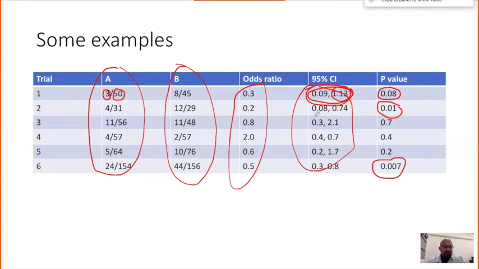Whereas when you look at the second confidence interval here in this second trial, it is staying on one side of 1. It's all less than 1. So that means the range is between 0.08 to 0.74. So in the worst case scenario also, treatment A was protective in this particular trial. And this is parallel with the p-value, which was significant here.